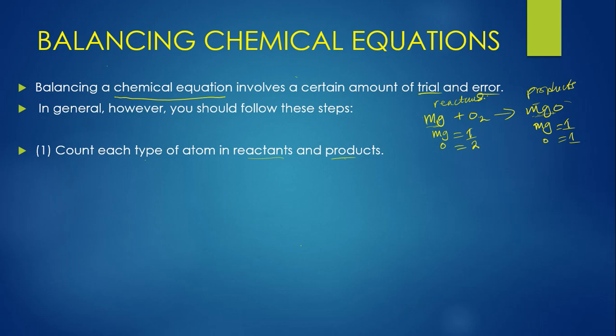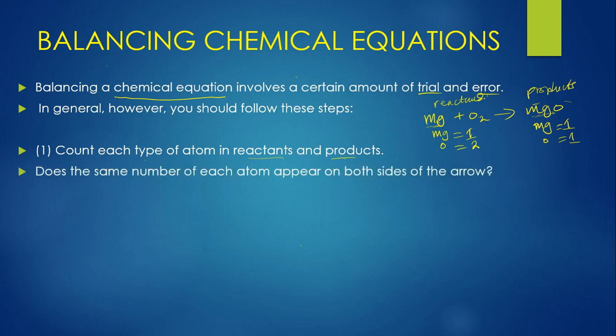Then you need to ask yourself a question: does the number of each type of atom appear on both sides of the arrow? We are having 1 for magnesium on the reactants and 1 for magnesium on the products, so in terms of magnesium, it's balanced. But what about oxygen? On the reactant part, you're having 2 atoms of oxygen, and on the product side, you're having 1 atom of oxygen. So what do you do now? In terms of oxygen, the reaction is not balanced, so we need to balance it.